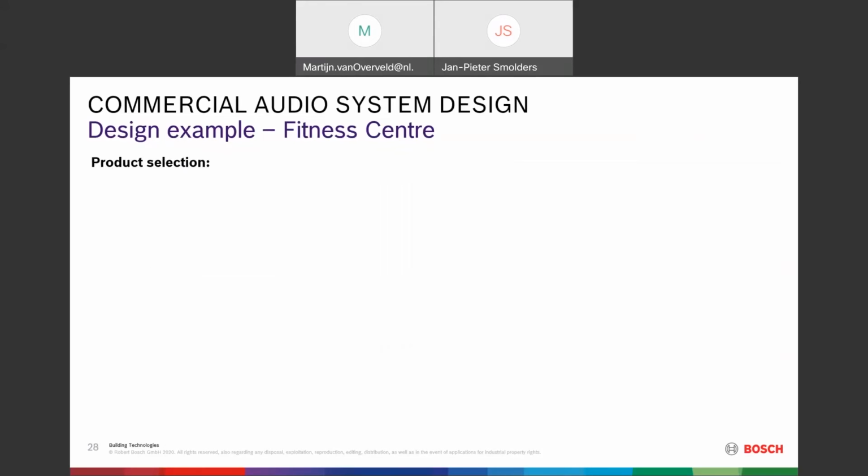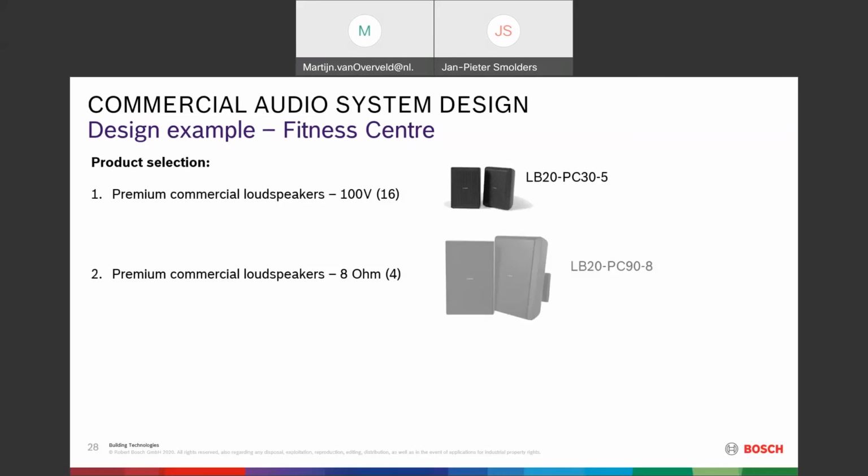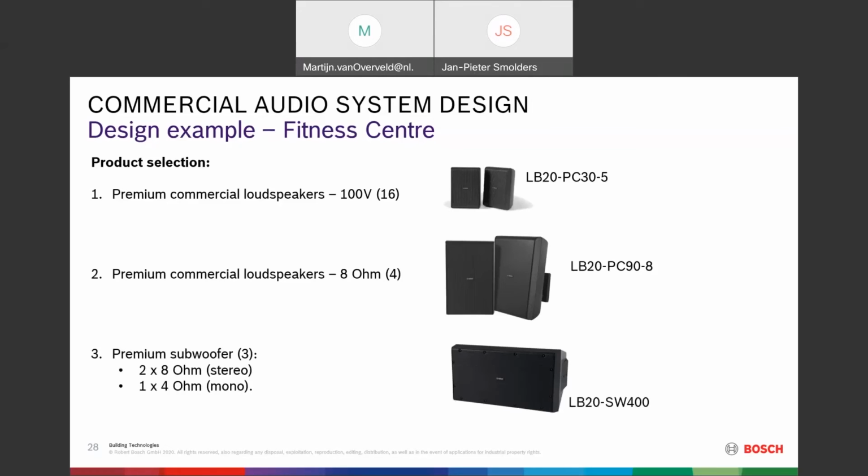Now, how do we do that? The products we select for this fitness center are the LB20 5-inch loudspeakers, which we connect to 100 volts. Then the LB20 8-inch loudspeakers we connect to 8 ohms, so low impedance. And we are using 3 subwoofers. 2 we connect to 8 ohm stereo, and 1 we connect to 4 ohm. And that's an option. There are 2 drivers inside. You can connect them either in stereo or mono mode.